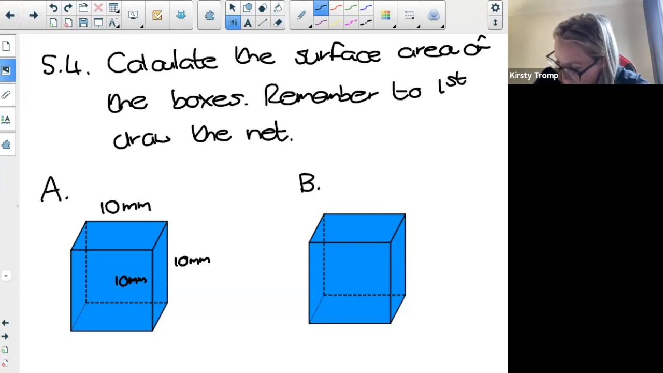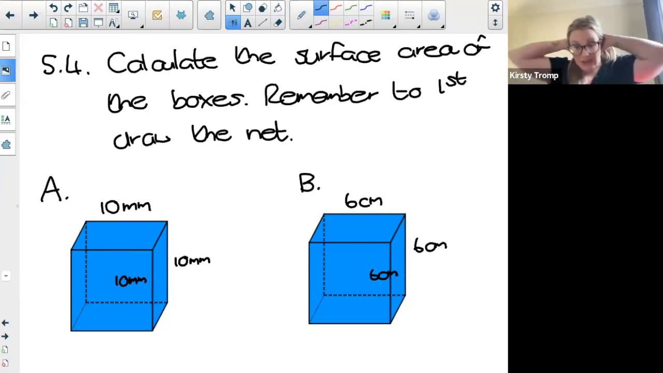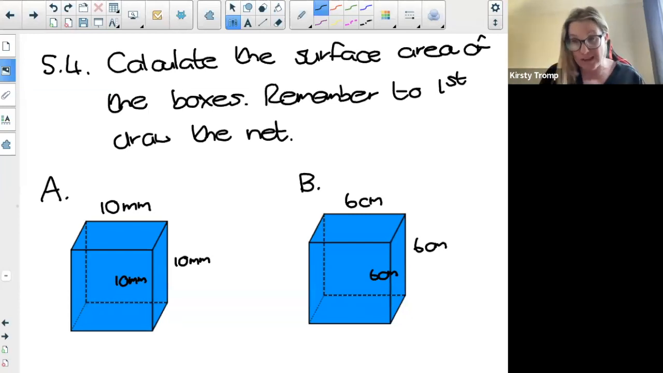And then we're going to have box B. And box B is going to have sides of 6 centimeters, 6 centimeters, 6 centimeters. So go have a look at A and B for me. Draw the net if you need to look at the net first. All right, so first you need to draw a net if the net helps you, and then you're going to calculate what the surface area is.